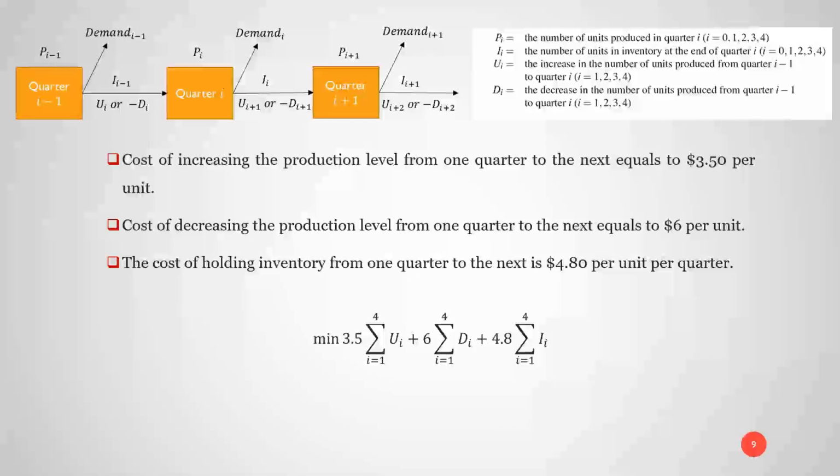The objective function involves three types of costs: the decreasing cost, the increasing cost, and the inventory holding cost. According to the information available in the problem, we can formalize it in this form, as you can see.